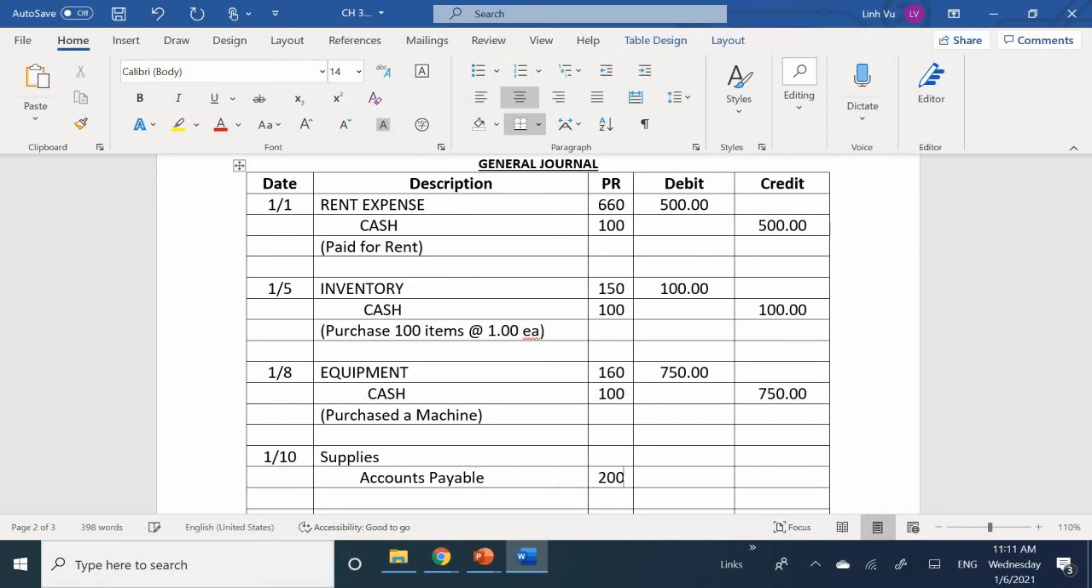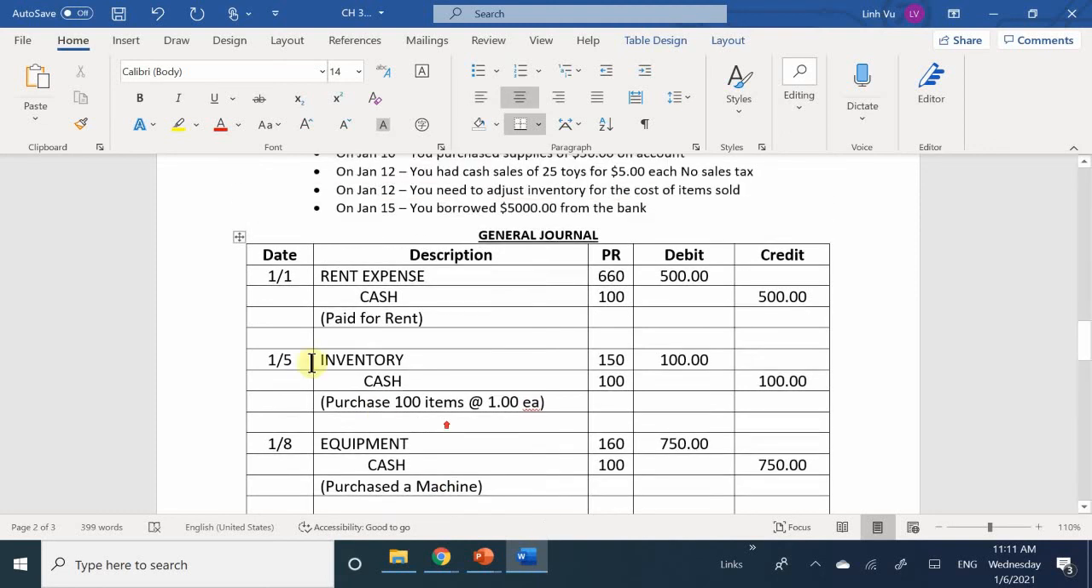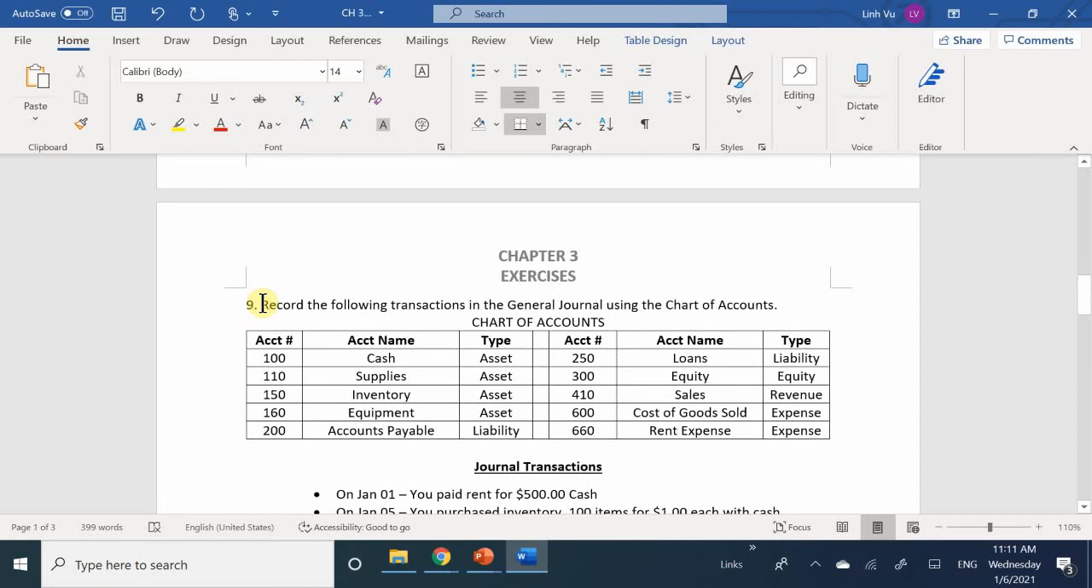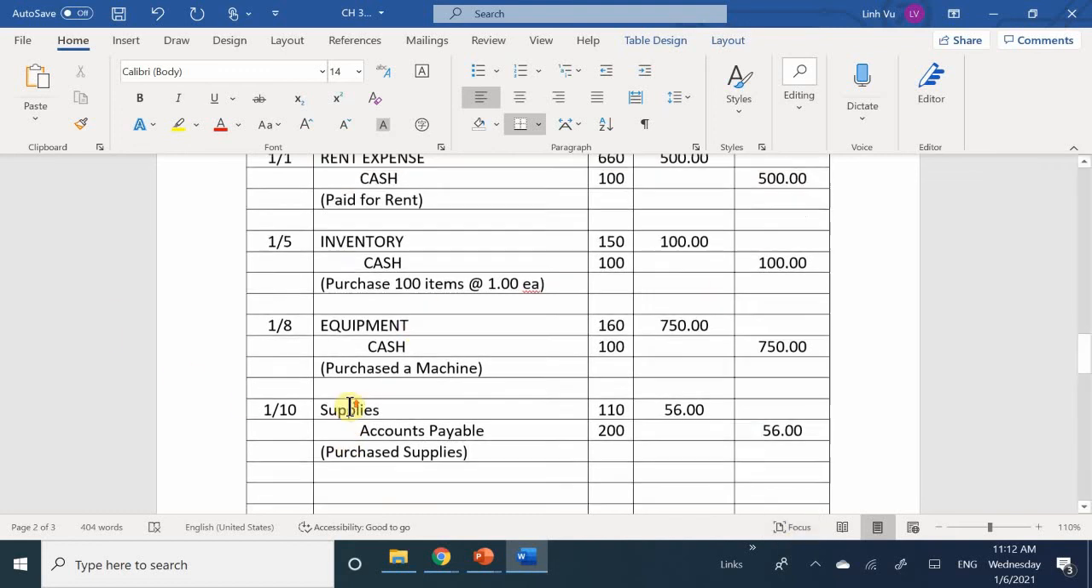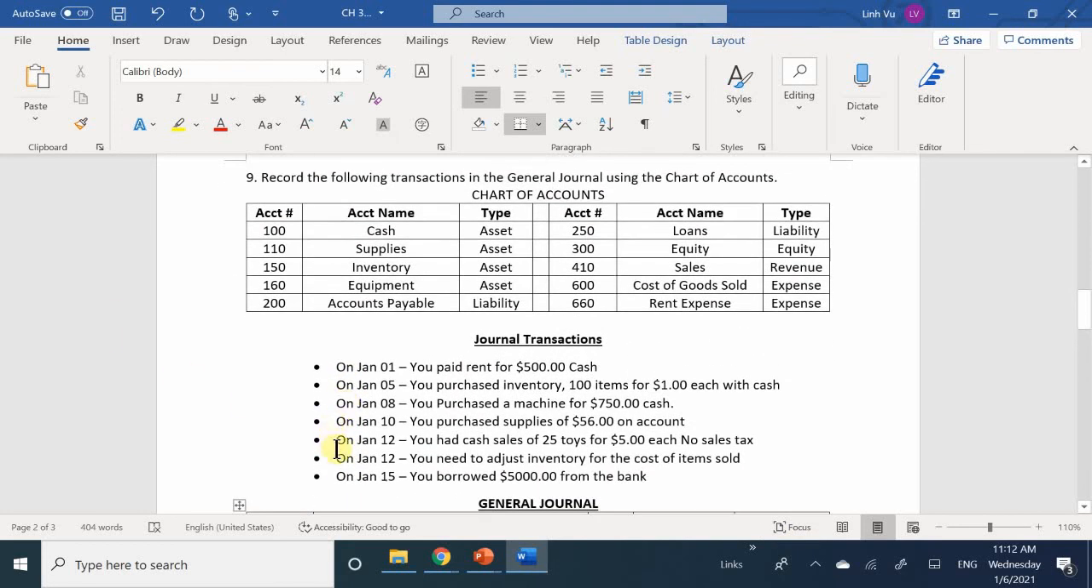All right, accounts payable is 200 and supplies is 110, and you paid $56. Okay? All right, and then right here, purchased supplies.